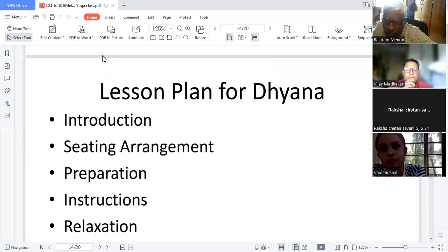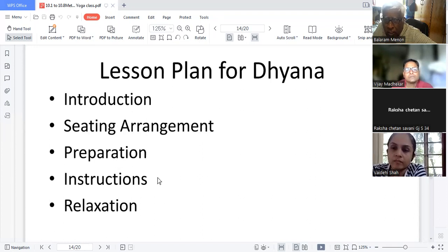Akar is from the waist, pelvic region downwards. In the middle part of the body, that is the abdomen and the chest cavity, is Ukar, and Makar is on the nervous system, which activates the nervous system through the process of Brahmari. Okay. Sitting arrangement, dhyana, preparation, instruction, relaxation.